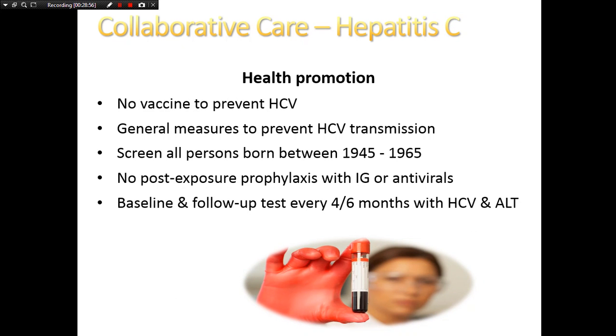So for hepatitis C, there is no vaccine, as we mentioned, to prevent hepatitis C. So some of the same general measures that we talked about with hepatitis B. Because there's a high prevalence of baby boomer populations coming up positive for hepatitis C in the chronic form, the CDC recommends screening all people born between 1945 and 1965. There are no current recommendations for post-exposure prophylaxis with IG or antivirals in somebody who has perhaps been stuck by a needle or been splashed by blood. What they suggest at this point is getting baseline laboratory work and liver enzymes, and then following up with a physician every 4 to 6 months to get follow-up blood work.